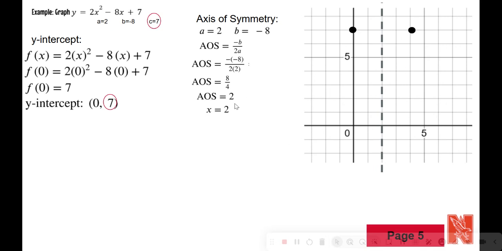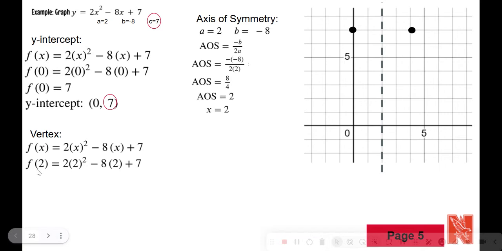So the next point we want to find is the vertex. The vertex is always on the axis of symmetry, and this is probably the thing students struggle with the most in this calculation, is knowing what to do. So we know that there's a point on that line, and that line is x equals 2. So we're going to substitute 2 into our function and figure out what the y value of the vertex is.